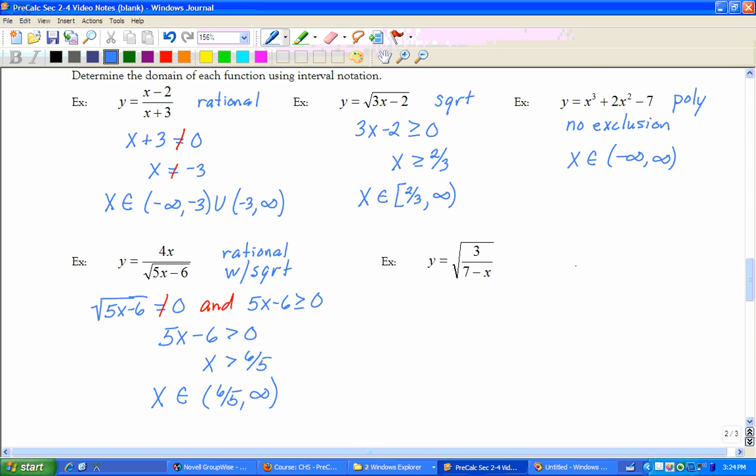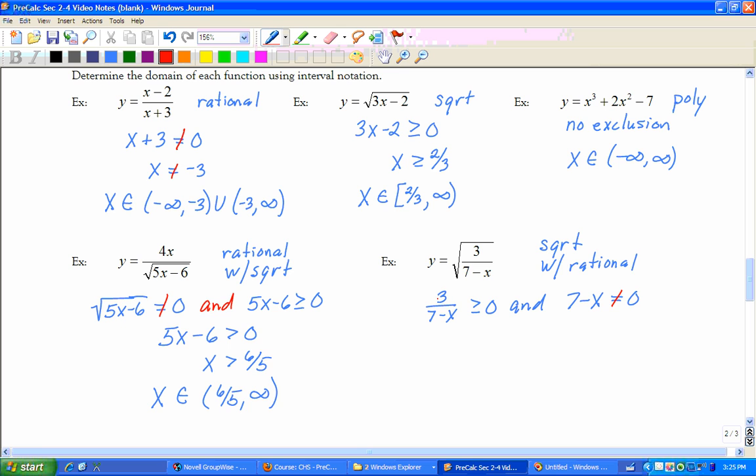The next one is similar. This has a square root with a rational expression. So here we need to make sure that the part under the square root, which is 3 divided by 7 minus x, is greater than or equal to 0. And that our denominator, 7 minus x, does not equal 0.